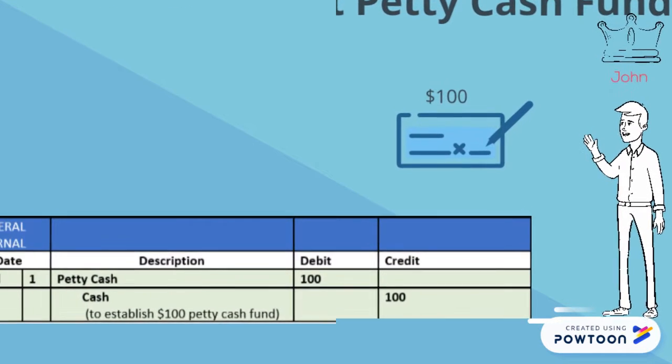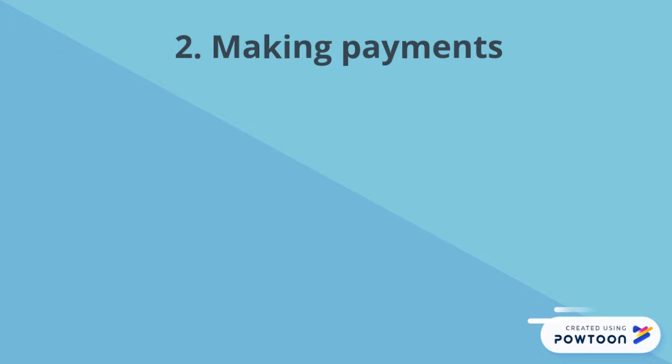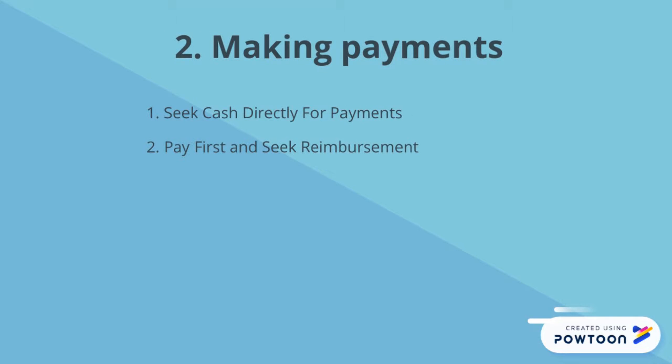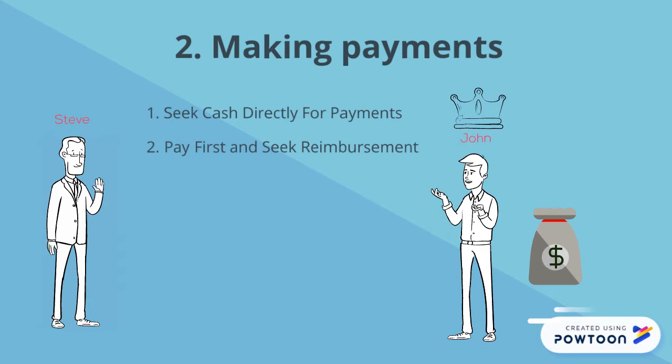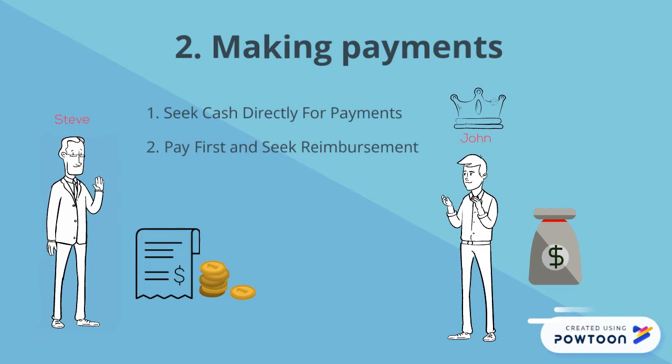Step number 2. Making payments. There are two methods of making payments from the fund. A person can either seek cash directly or pay first, then seek reimbursement. For example, Steve could ask John for $10 to purchase some office supplies. Steve will then return to John with the receipts and any change left over.